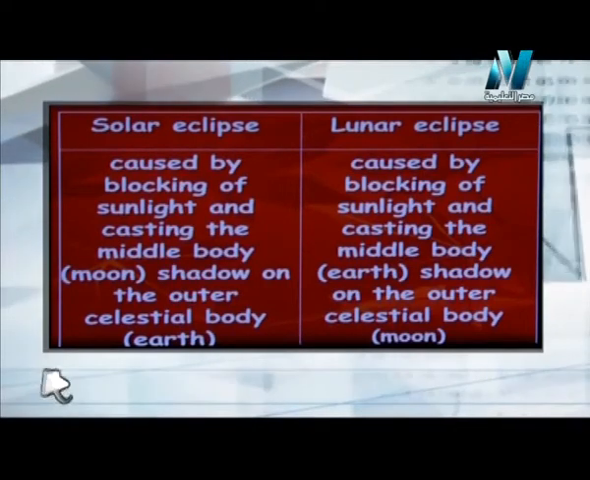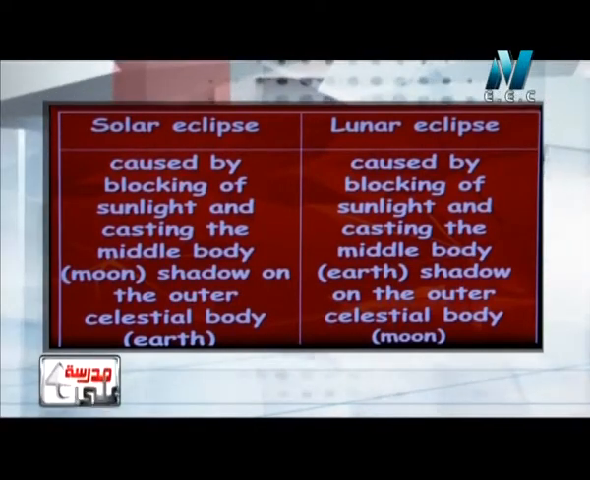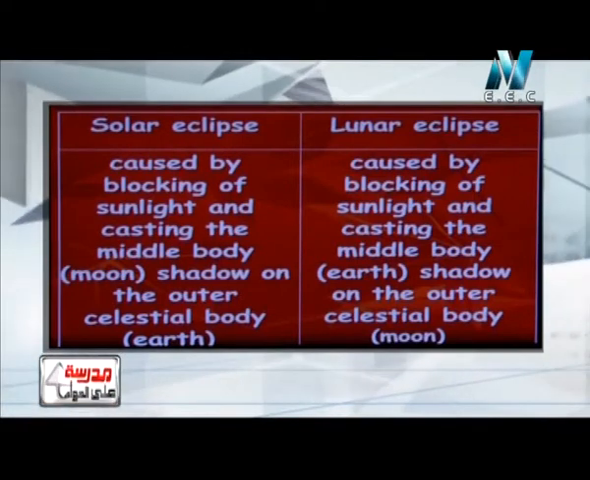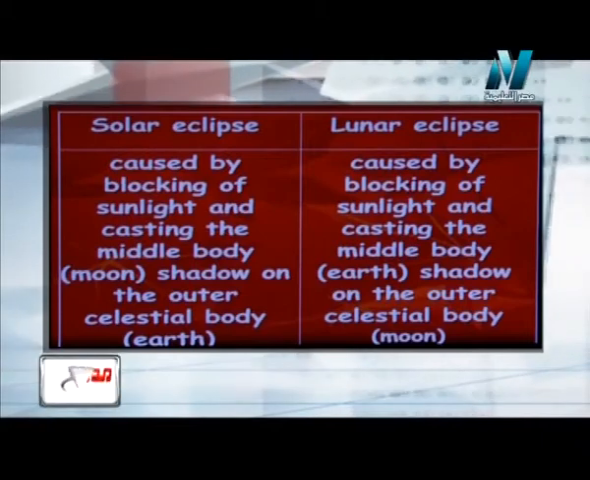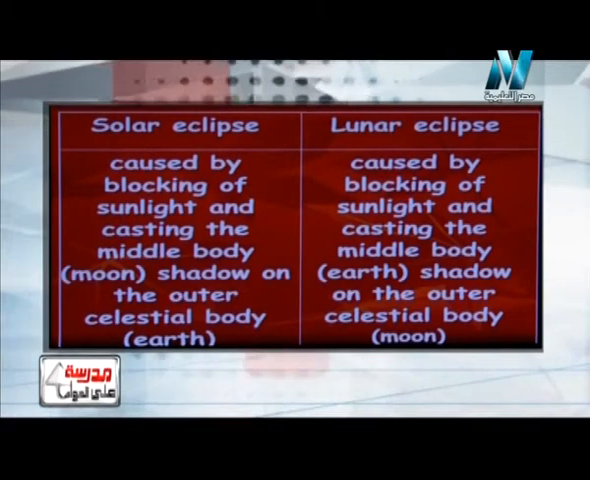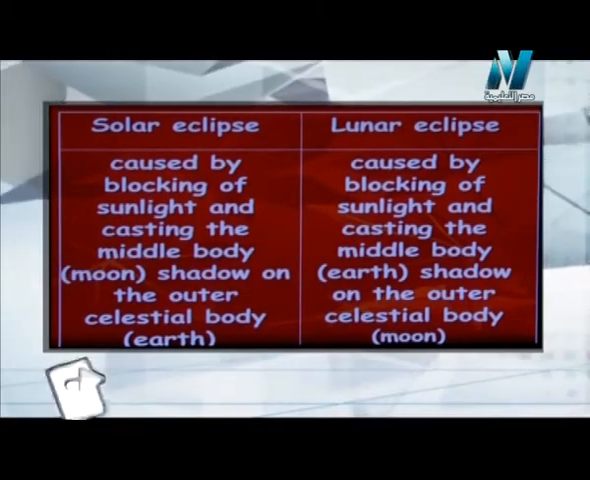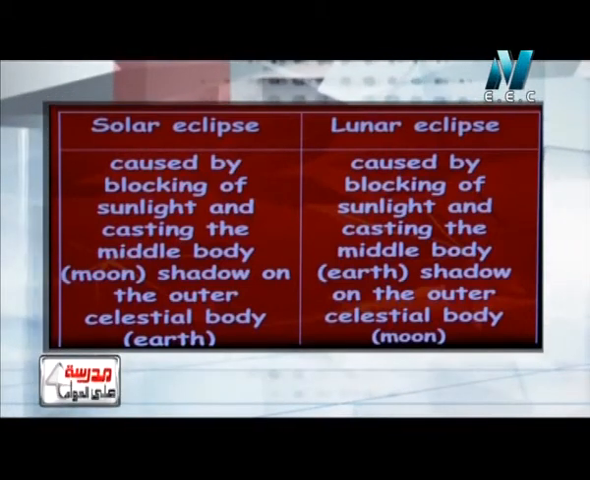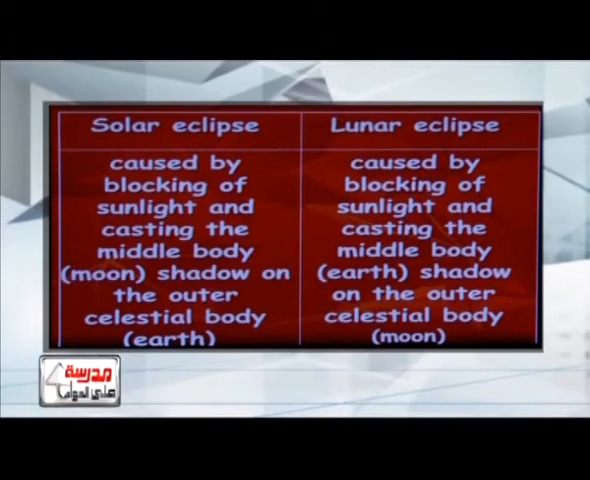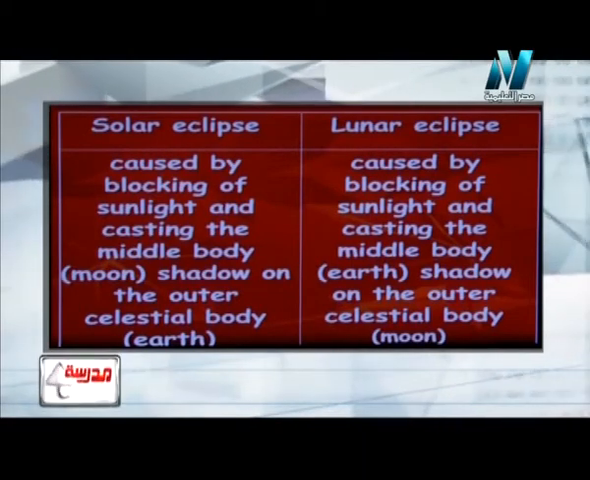So what about lunar? It's caused by blocking sunlight and casting the middle body's shadow, the Earth, on the outer celestial body, which is the Moon in this case. So again, the main difference between them is the middle body. If it is solar eclipse, the Moon will be the middle body. If it's lunar eclipse, the Earth will be the middle body.